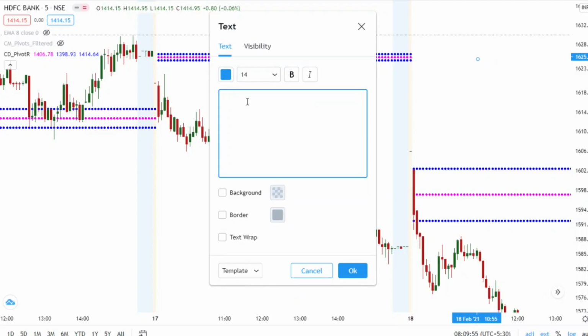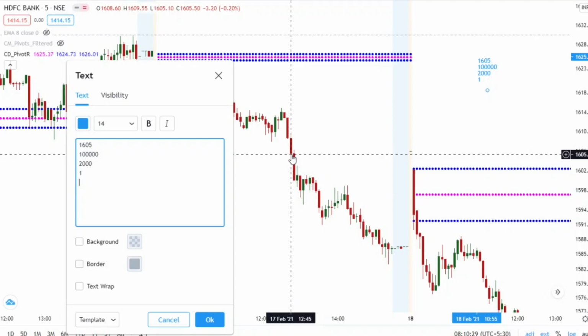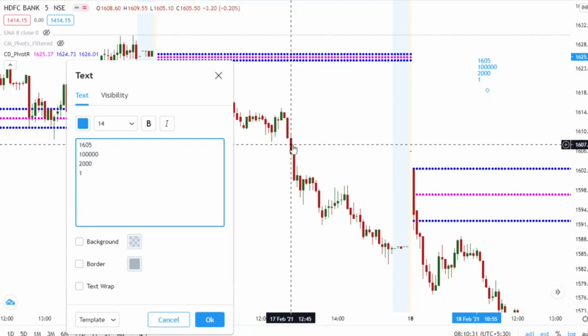So you entered at 1605 and your capital is 1 lakh rupees and your risk is 2000 rupees for a day, and your trade is only one for that day. You are a trader who takes only one trade a day, just as an example, and your risk per trade is 2000 rupees. You fixed your risk. Now 1605 is your entry. This candle is the breakout candle.